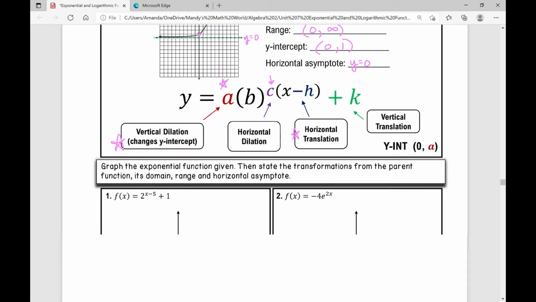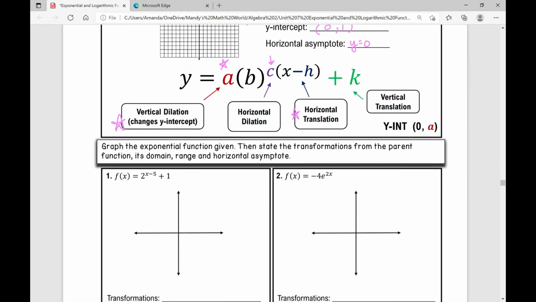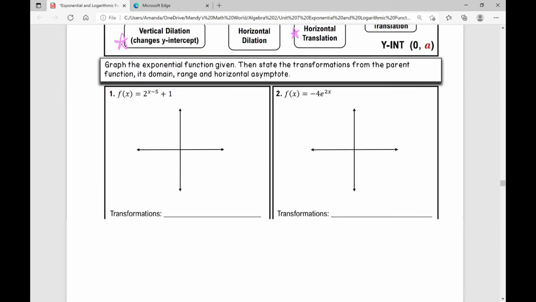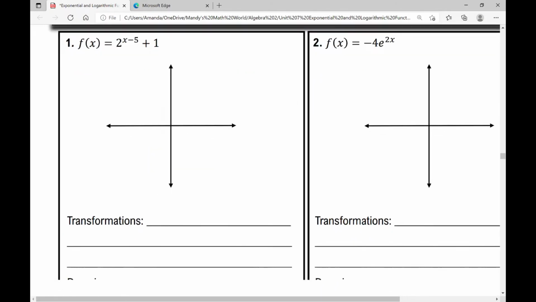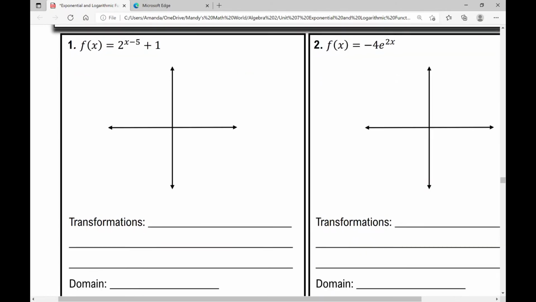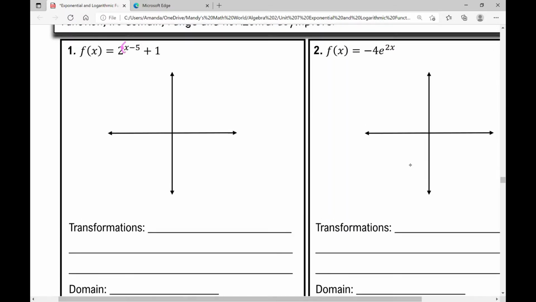So let's look at some examples. The directions say graph the exponential function given, then state the transformations from the parent function, its domain, range, and horizontal asymptote. So let's look at example number 1. In example number 1, y equals 2 to the power of x minus 5, plus 1. So I see that this x minus 5 is in my exponent up here, and then this plus 1 is all by itself. So what's that going to do?